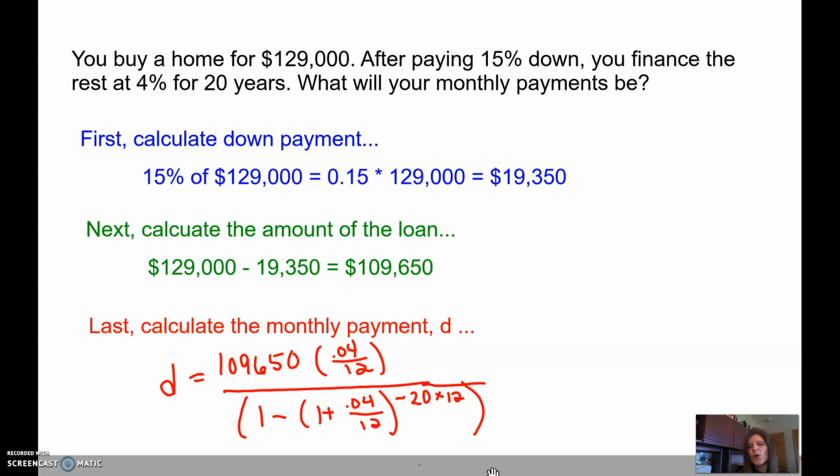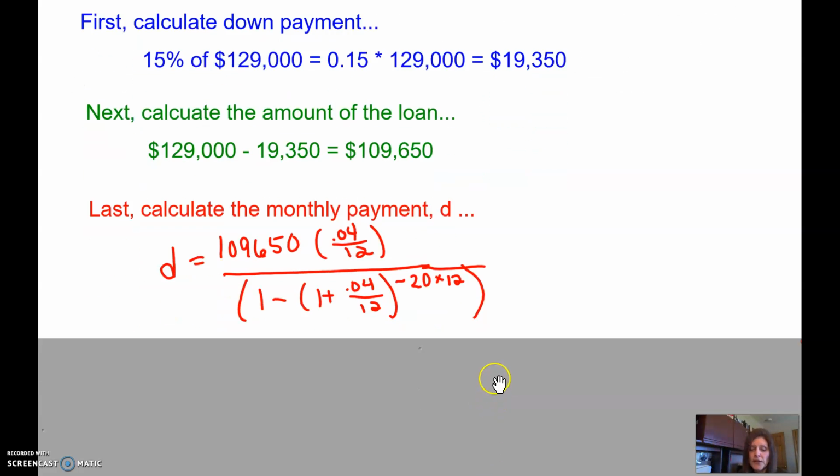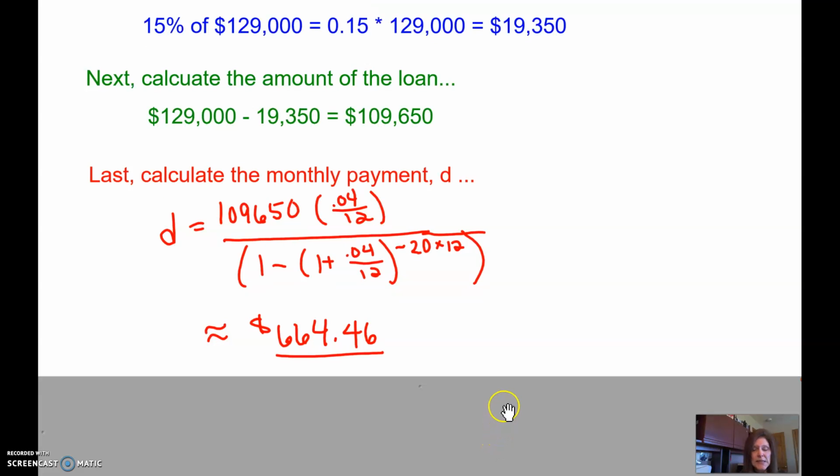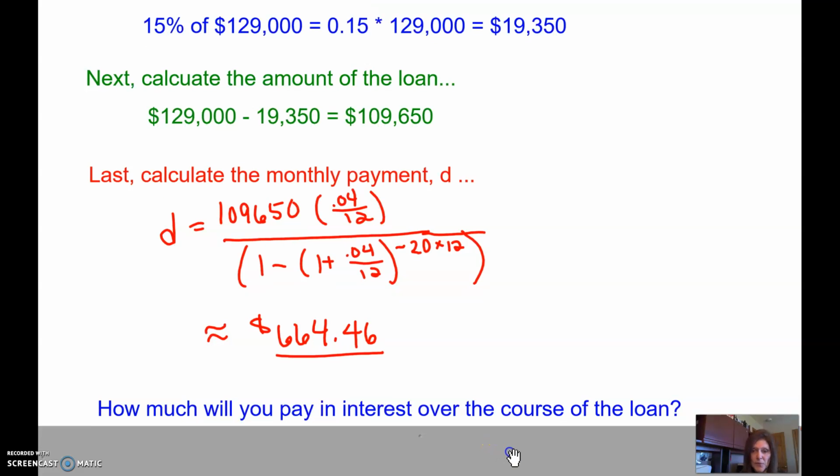So it will look like this. 109,650 times the quantity 0.04 over 12, all divided by, big parenthesis, 1 minus, parenthesis, 1 plus 0.04 divided by 12, raised to the minus 20 times 12. Very, very carefully put that into your calculator, and you come up with $664.46 for your monthly payment.